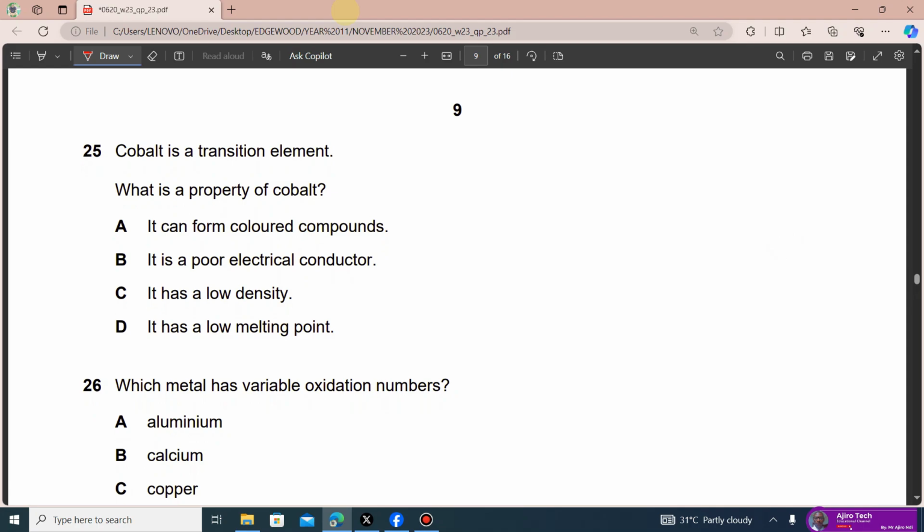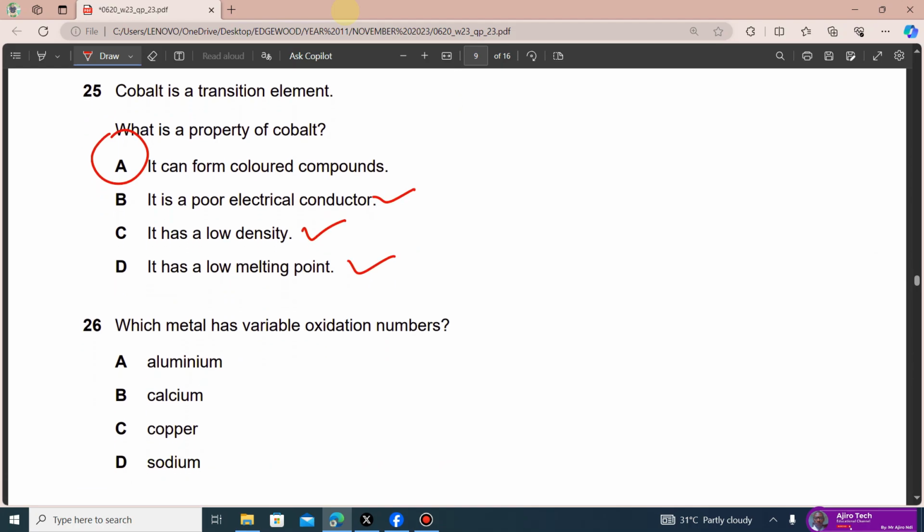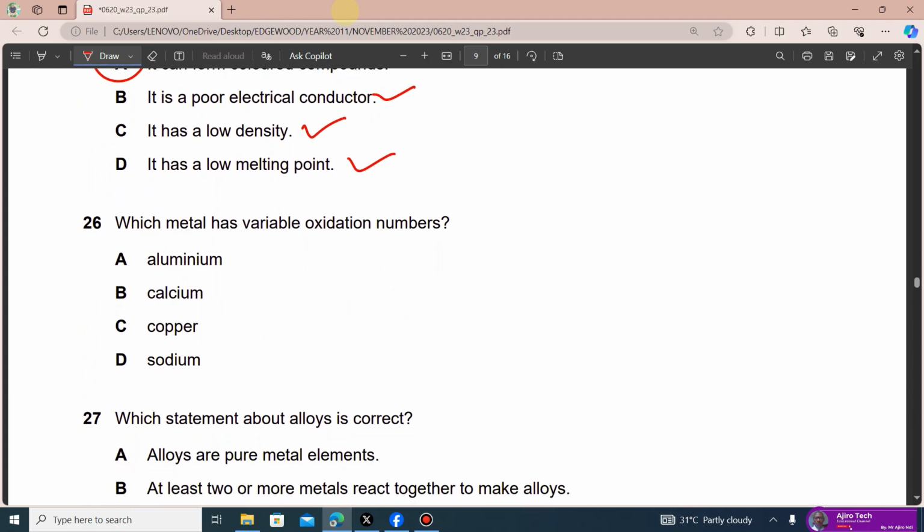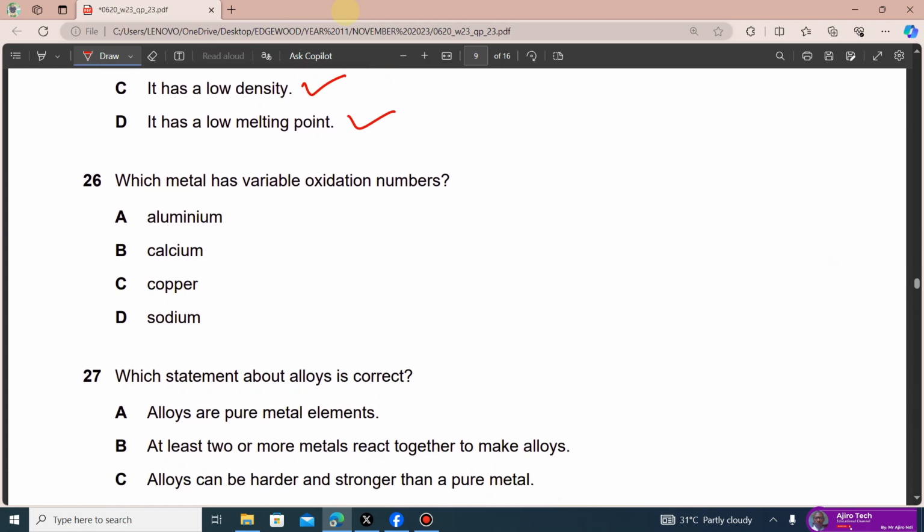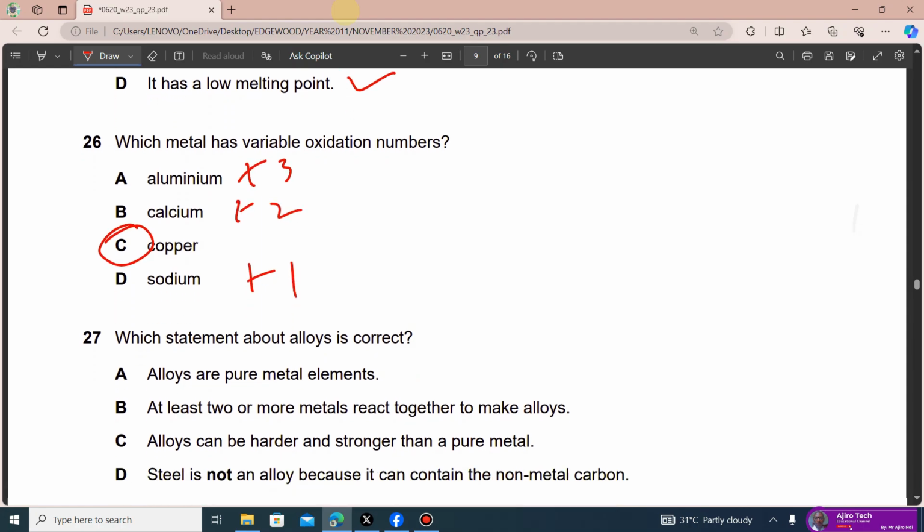Cobalt is a transition element. No, transition elements generally form colored compounds. So A, they have high electrical conductivity, they have high density, they have high melting point. So that's what makes the 3 options wrong. Which metal has variable oxidation numbers? Transition metals generally have variable oxidation states. Aluminium has a single oxidation state of +3, calcium +2, sodium +1. So just a single oxidation state.